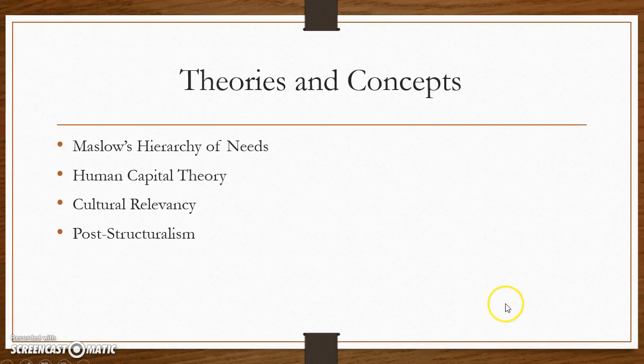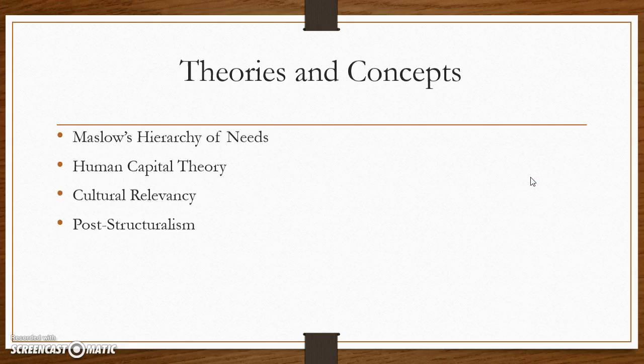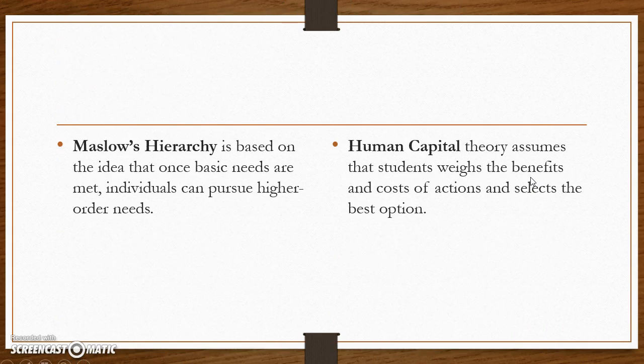So we're going to look at the theories and concepts that go along with low-income students. So we see here the four hierarchies of need, the four concepts. One being Maslow's, then we have human capital theory. So Maslow's is based on those basic needs, so food and shelter and security.